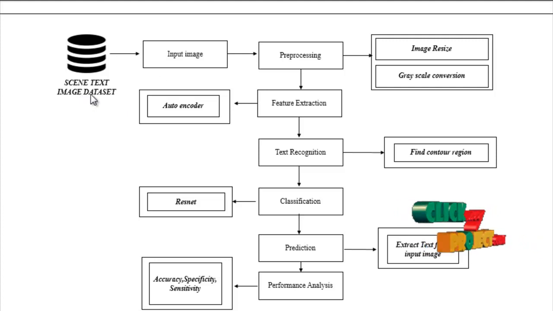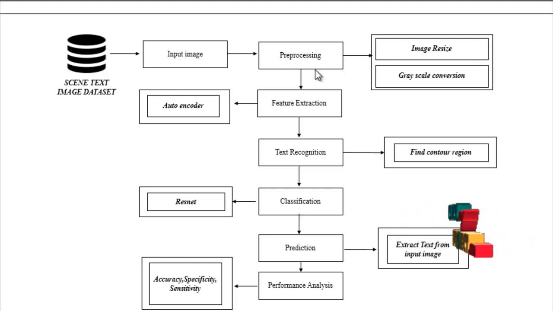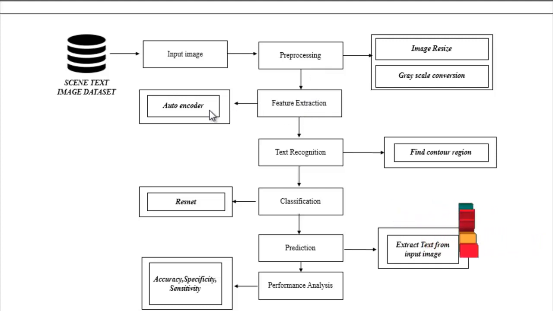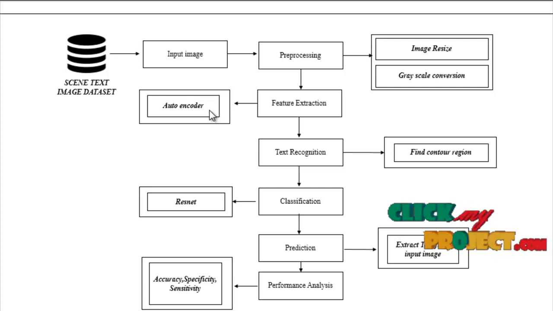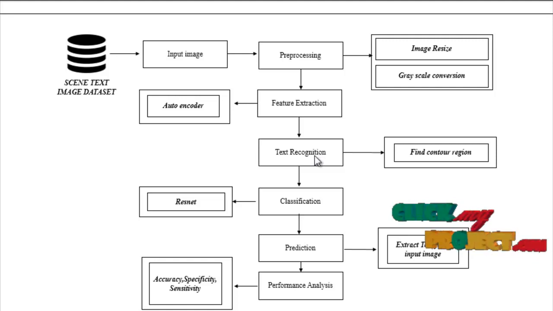First we have to take the scene text image dataset as input. So we have to choose or select any one image from our dataset. The selected input image is carried to the pre-processing step. Here we are going to resize our input image as well as do grayscale conversion. The pre-processed image is carried to the feature extraction module. Here we extract the features by using autoencoder. Then the extracted feature image is carried to text recognition.